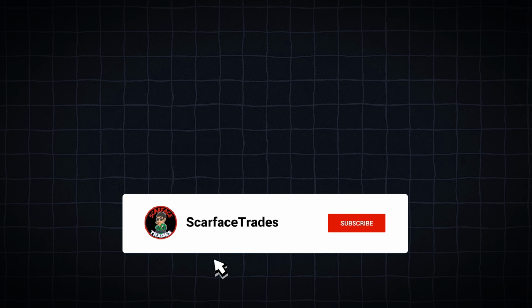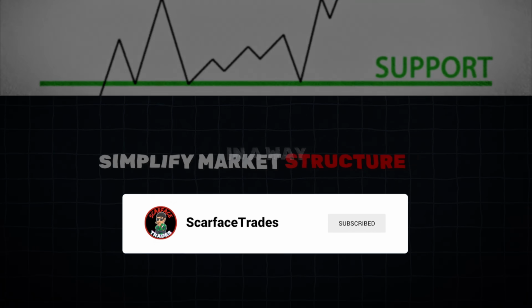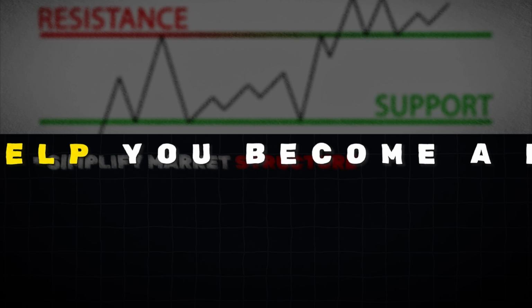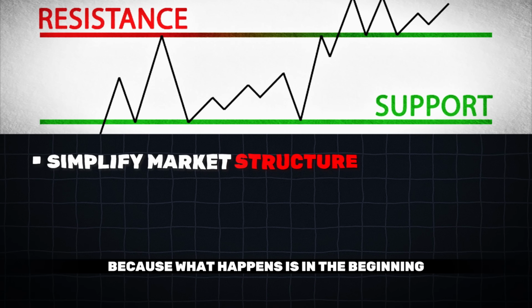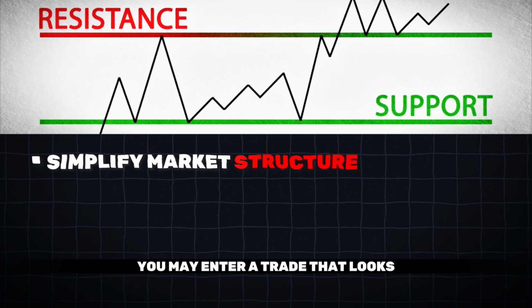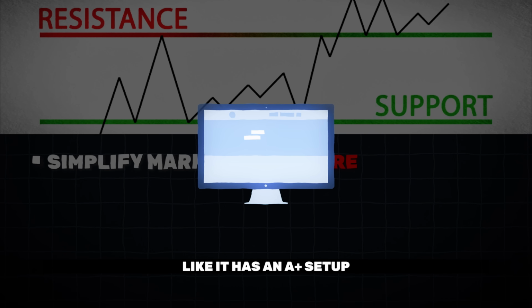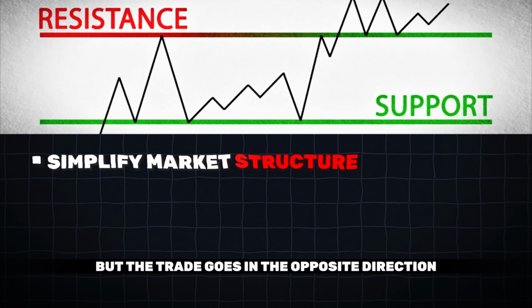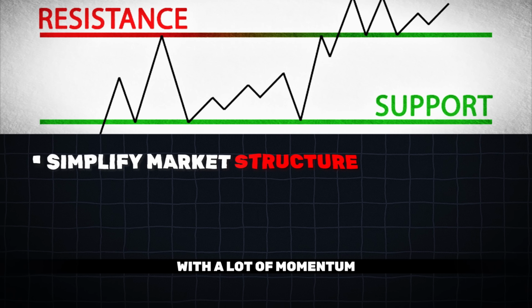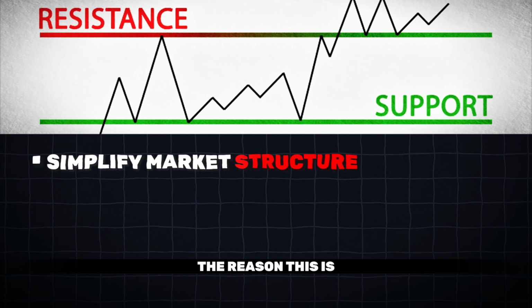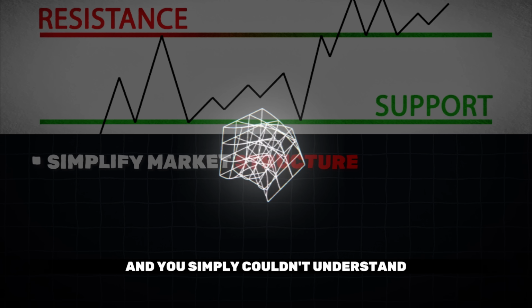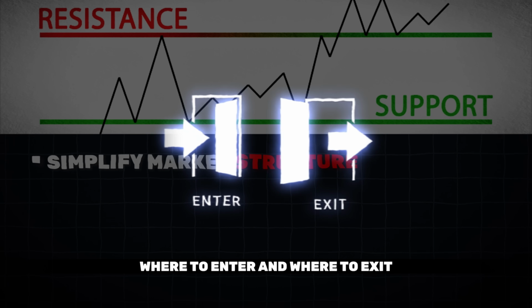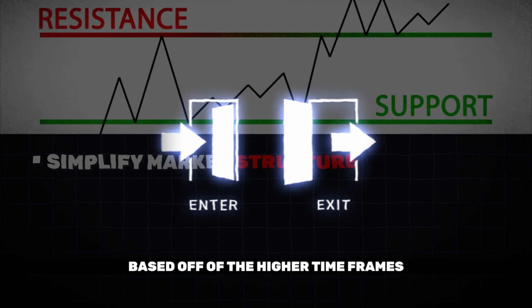In today's video, I'm going to try to simplify market structure in a way that you can understand to help you become a more precise trader. Because in the beginning, you may enter a trade that looks like it has an A+ setup, but the trade goes in the opposite direction with a lot of momentum. The reason is that you didn't understand market structure and you couldn't understand where to enter and where to exit based off of the higher time frames.